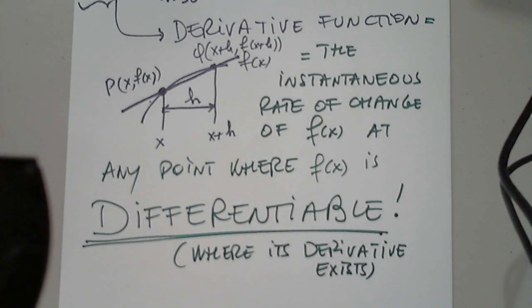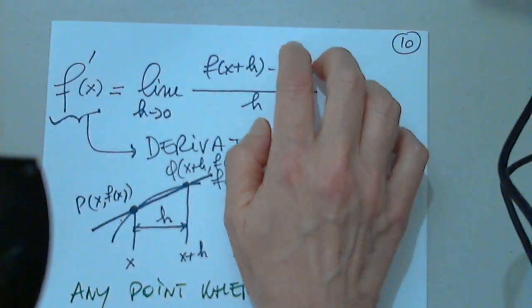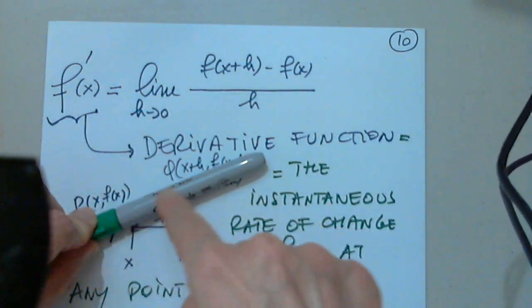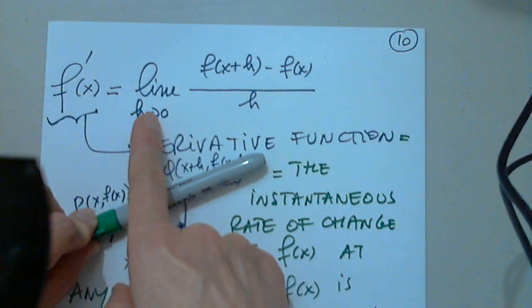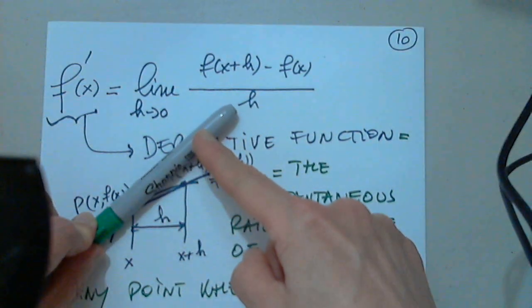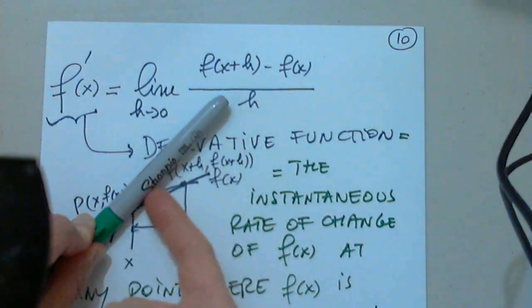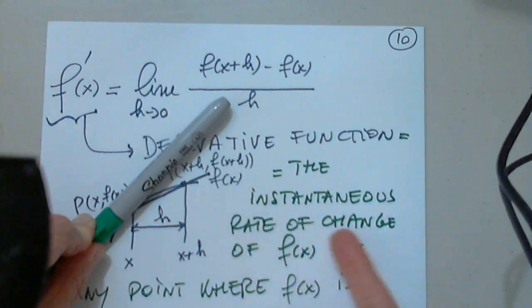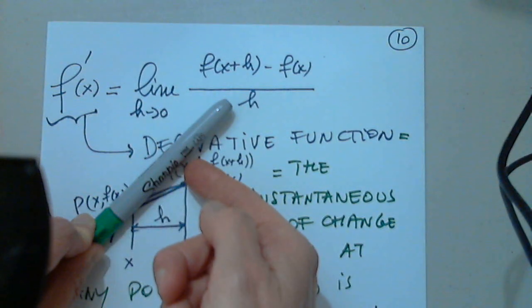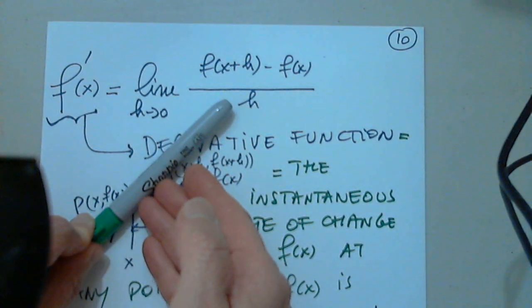Okay, let's talk about it for a moment. When I put these two concepts together, this concept just gives the slope of the secant line PQ. But when I add the limit, it means that this h gets closer and closer to zero, which means that now I'm interested in the slope of the tangent line. So when I say the instantaneous rate of change at this point, I also say the slope of the tangent line at this point. They are all the same.